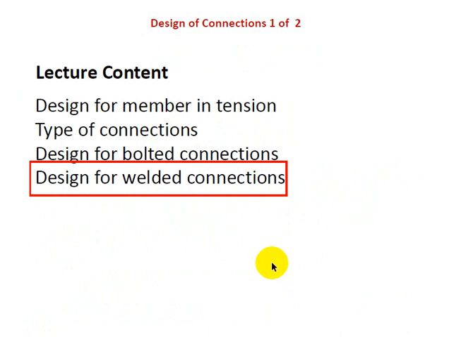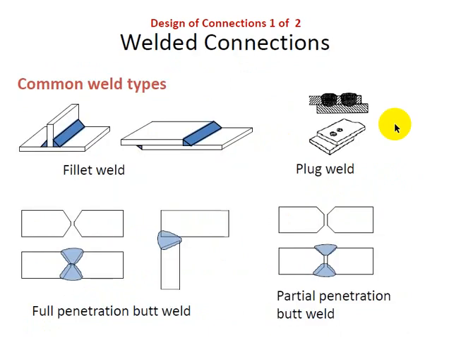Okay. All right, now we'll talk about the welded connections. As you can see, the most common weld type is a fillet weld. We use it because it's simple, and the full penetration butt weld is actually stronger than the fillet weld and has more strength. However, it's very hard to do inside, and that's why we use fillet welds.